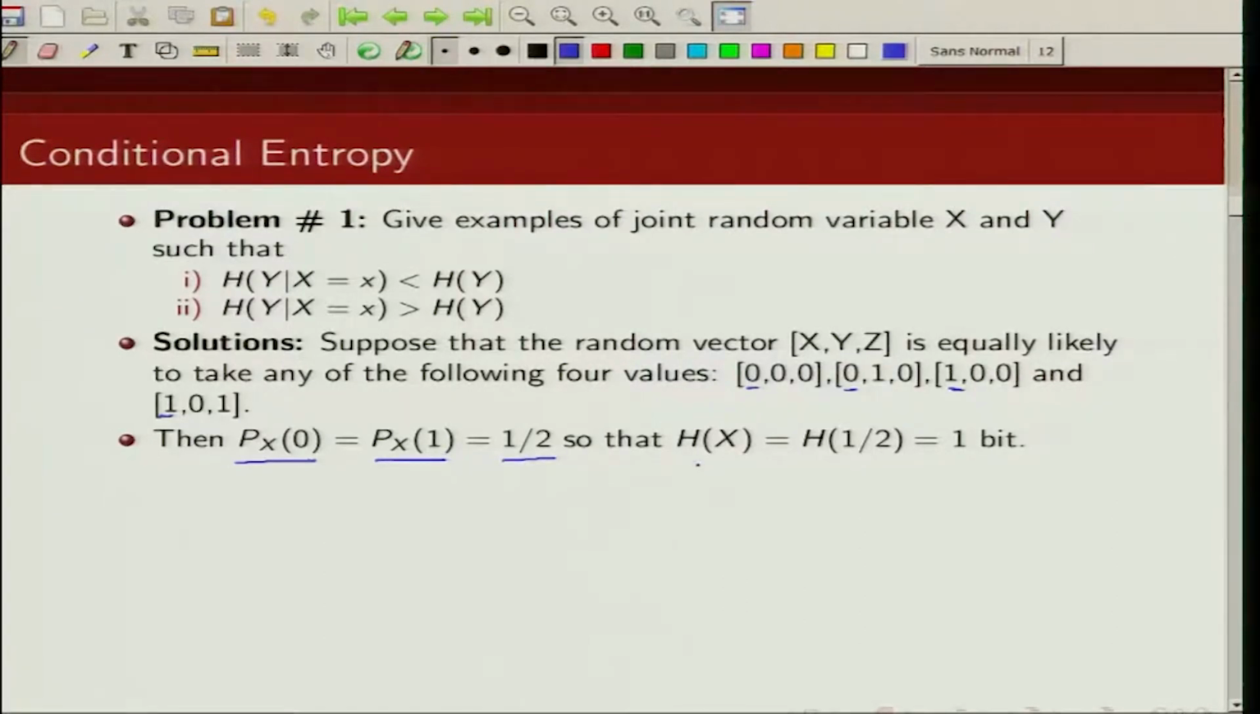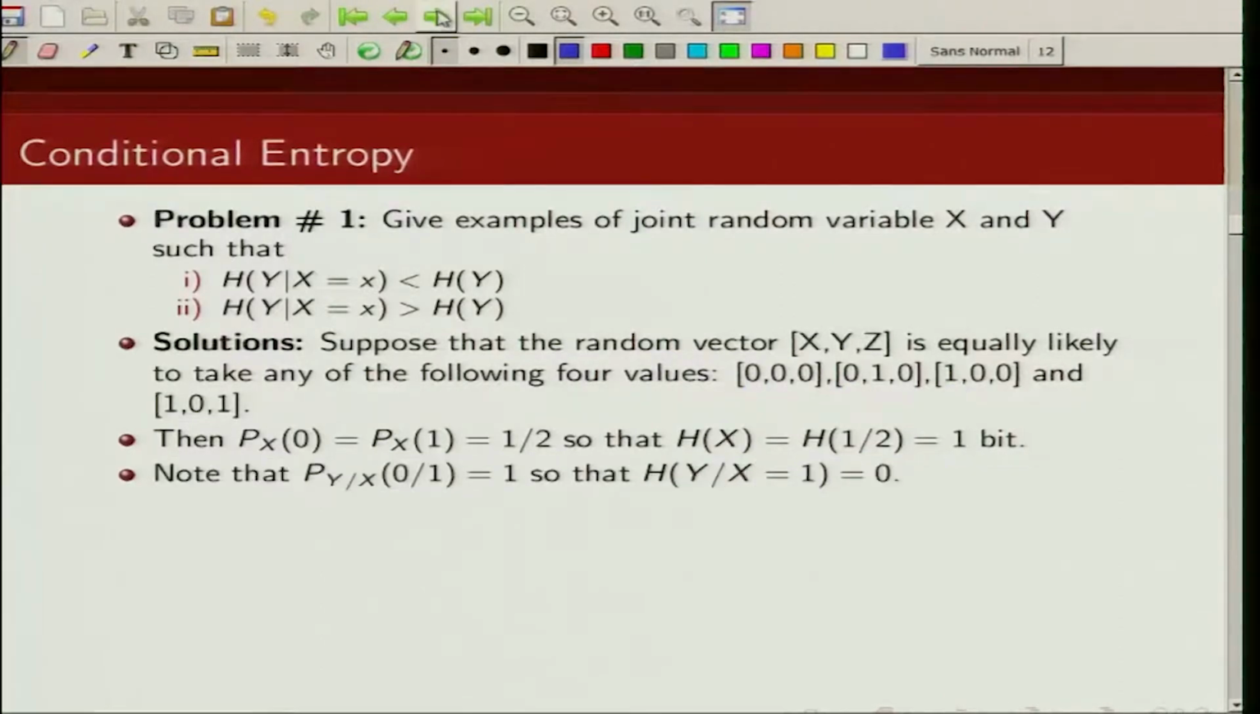Then what is the uncertainty in x? That's basically given by h of half, which is minus half log half minus half log half. So that's 1 bit. So the uncertainty in x is 1 bit. Now let us consider the uncertainty in y given x is 1. So when is x 1? X is 1 in this case and x is 1 in this case.